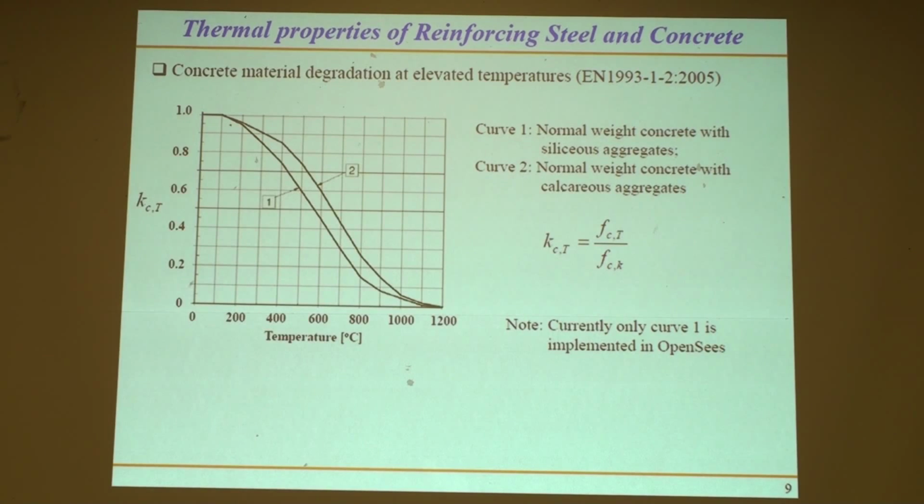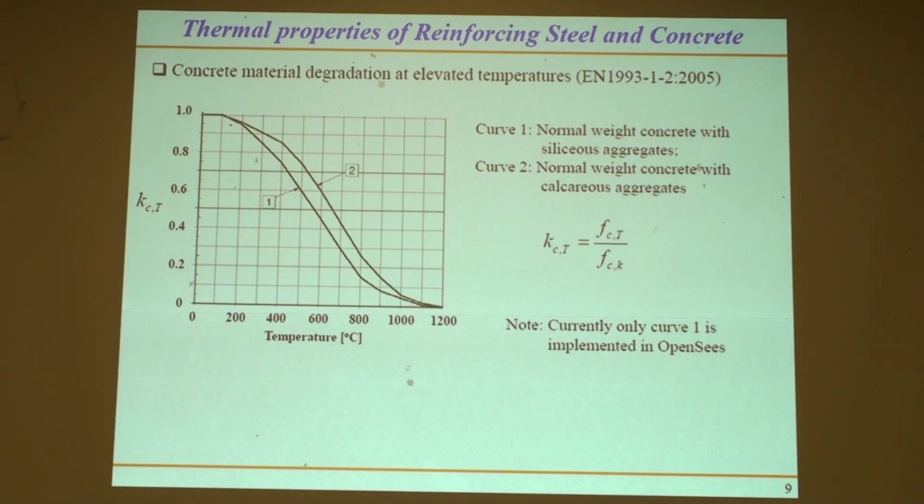Here are two examples of curves for concrete. If you have siliceous aggregates or calcareous aggregates, you see the reduction in capacity. This is the characteristic strength of concrete, something more used in the Eurocode, which would be similar to your f'c, the f'c we use here in the US. And then, as a function of temperature, you see that your capacity goes down.